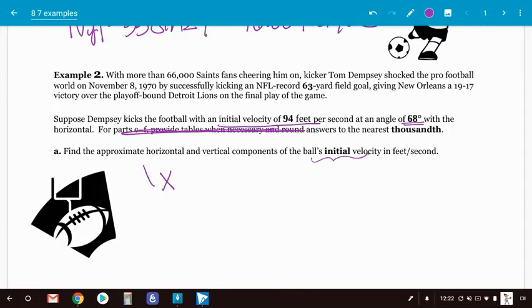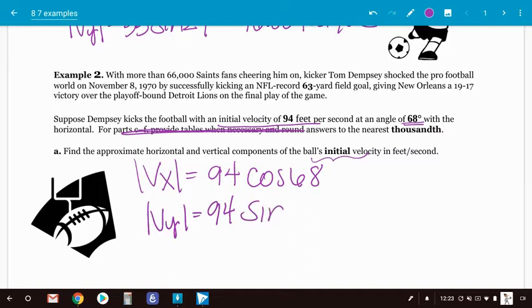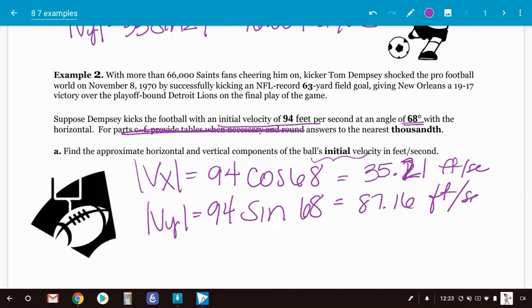So in our x direction, we're going to have 94 cosine of 68. And then in our y direction, we're going to have 94 sine 68. And when I did these, I'm not going to type them in Desmos right now, but I got 35.21 feet per second and then 87.16 feet per second. And these will be important to remember because now we can use these in our part where we are going to use this with our gravity.